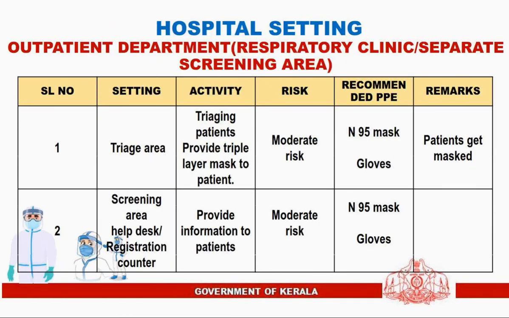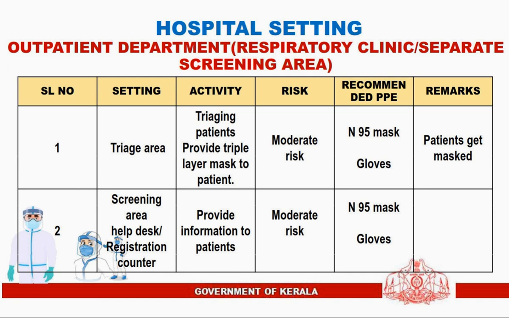Now we will look into the rational use of personal protective equipment. To begin with, we will analyze the use of personal protective equipment in the outpatient department. In the triage area of the outpatient department, there is a moderate risk of exposure and the staff must use N95 mask and glove. A 3-layer mask should be provided while the patient arrives in the triage area. And also must ensure that the patient is wearing the mask.